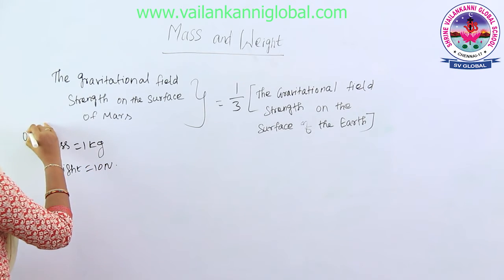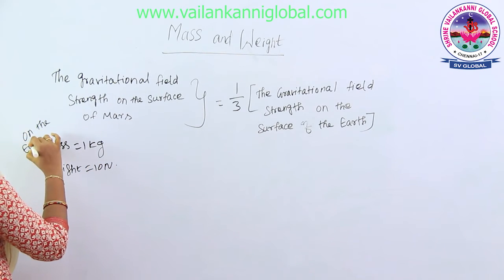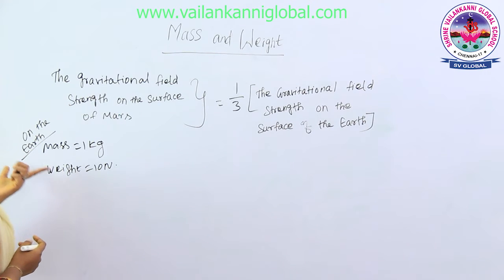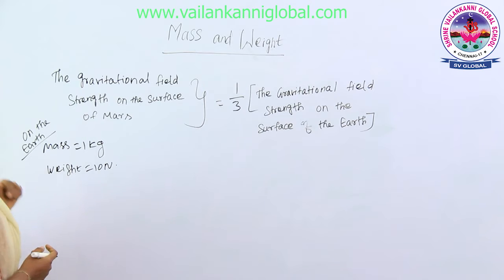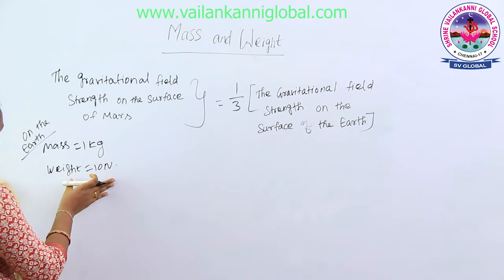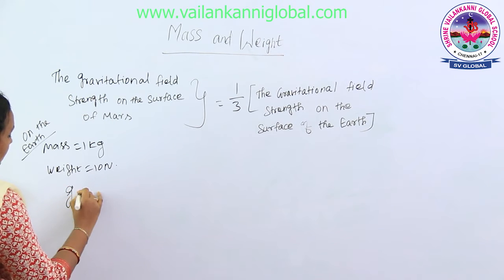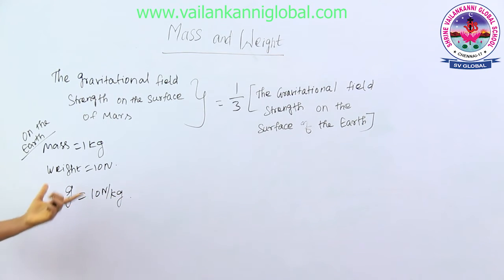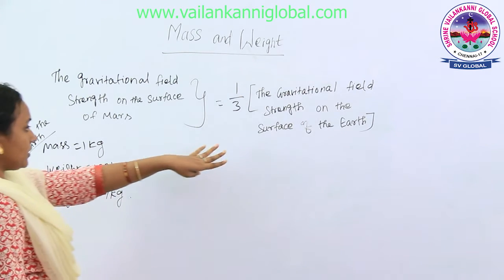So on the Earth. Now let's calculate the gravitational field strength on the Earth. We already know the Earth's gravitational field strength, that is 10 Newton by kg, right? So now we are going to apply this value in this formula.